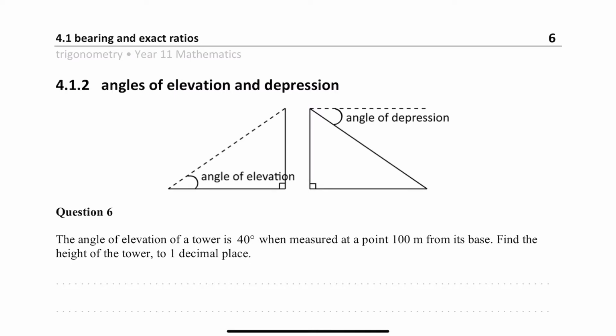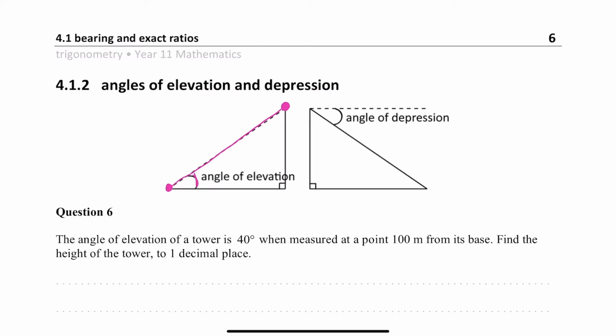The first situation is, let's say you're on ground level somewhere and you're looking up at something, say at the top of a tower, or you're looking at a bird. That angle that you make going from the horizontal, from ground level, is what we call the angle of elevation. Basically, how many degrees of angle would you need to elevate your head.